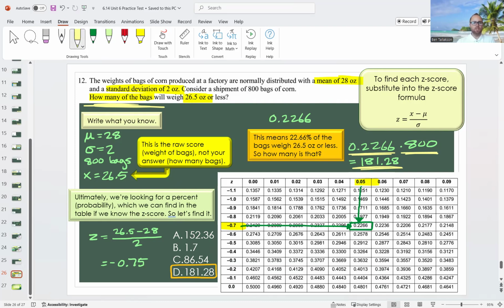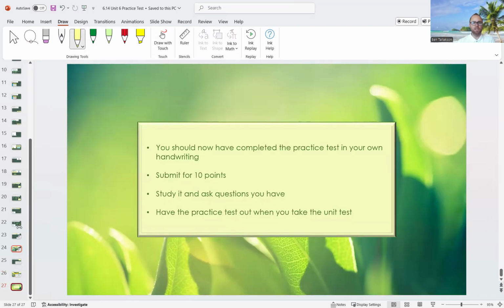And that, my friends, is the end of Unit 6. Once again, study and finish this unit strong. Next up is our final review. So come back for that as we wrap up the year.